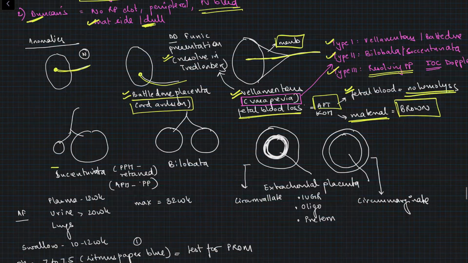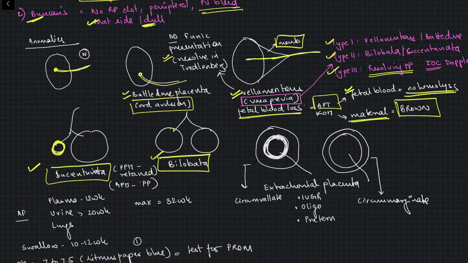Now, the other two types of placenta that appear similar are placenta succenturiata and bilobata. Remember, in succenturiata, there will be a small lobe, while in bilobata, the two lobes are equal in size. These two conditions can lead to PPH due to retained placenta after delivery and APH like placenta previa.